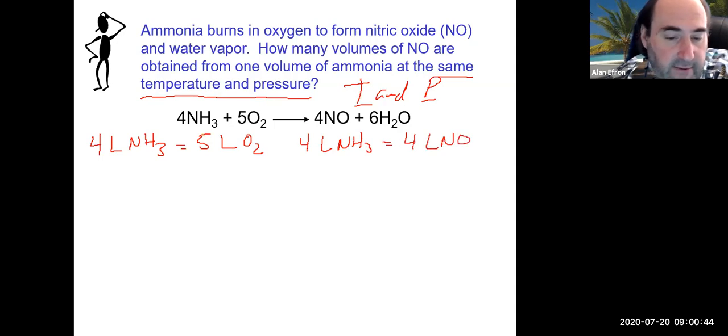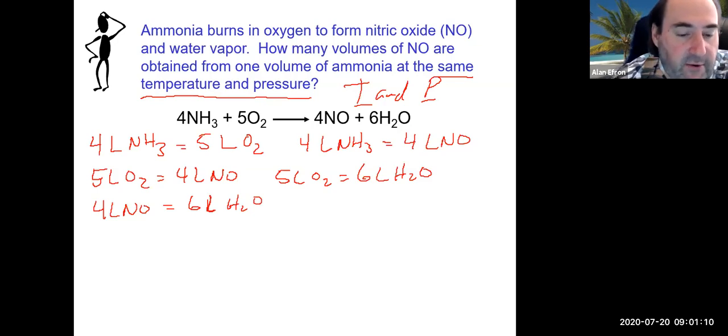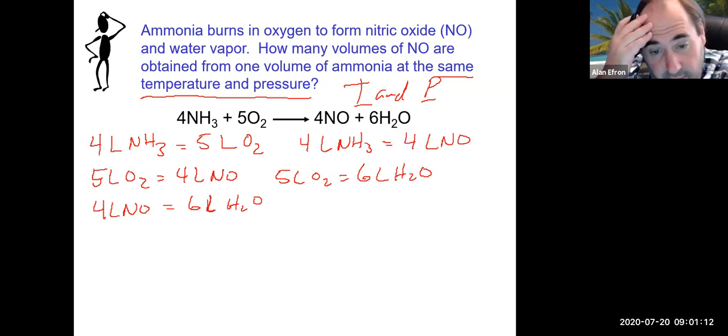liters of NO out. For every 5 liters of O2 we put in there, we get 4 liters of NO. For every 5 liters of O2, we get out 6 liters of water. And we could also do the relationship on the product side. 4 liters of NO gets us 6 liters of H2O, assuming that that water is a gas. So for each of these, just like we would do a mole to mole relationship, we can do a volume to volume, liter to liter relationship, milliliter to milliliter, whatever it may be.